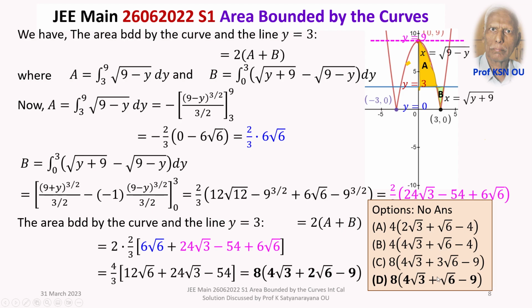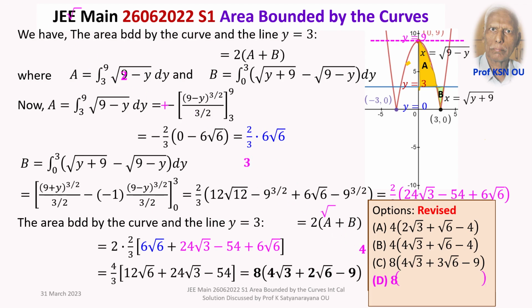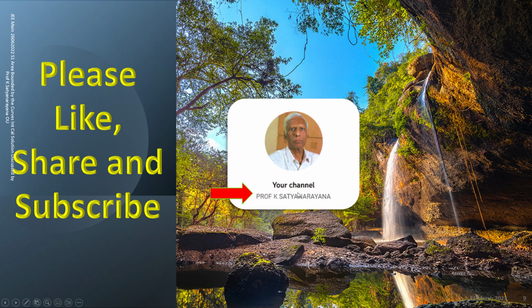We revise only for the purpose of this video. In the revision, in option D, we have put our answer, that is 8 times 4 root 3 plus 2 root 6 minus 9. So the answer to this question, according to the revised options we have given, is option D. And that is the detailed discussion of the solution of the problem on the area bounded by the curves from integral calculus. I'm sure that you have understood the solution of this problem. I wish you all the best. Thank you.